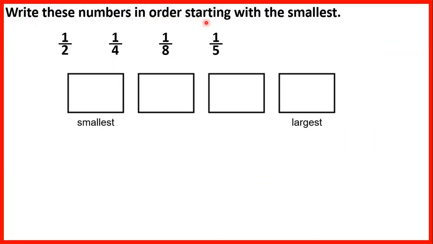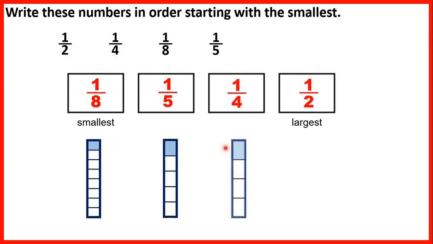Write these numbers in order, starting with the smallest. So we have 1/2, 1/4, 1/8 and 1/5. So all of our fractions have a numerator, a top number, of 1. So we can compare these fractions by looking at the denominator. But we need to remember that the larger the denominator, the smaller the fraction, because that means the fraction bar has been split into more pieces, so each piece is smaller. So our smallest fraction is 1/8, then we have 1/5, then 1/4, and then 1/2.